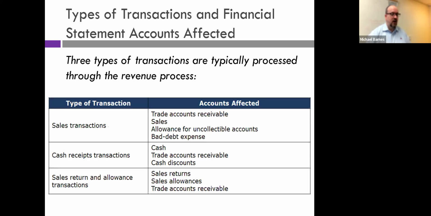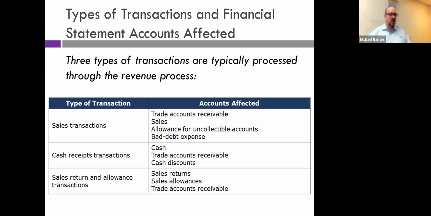So this should seem fairly familiar to you, about what the types of transactions are and the accounts that are affected. Now you'll notice it says trade accounts receivable. What is the difference between trade accounts receivable and accounts receivable? The answer is there is none. It's a trick question all along. Trade accounts receivable is its official name, but accounts receivable is the vernacular we use to refer to it. Could there be a distinction? Could you say that there are different types of accounts receivable? In some businesses, yes, but for the most part, trade accounts receivable and accounts receivable are synonymous.